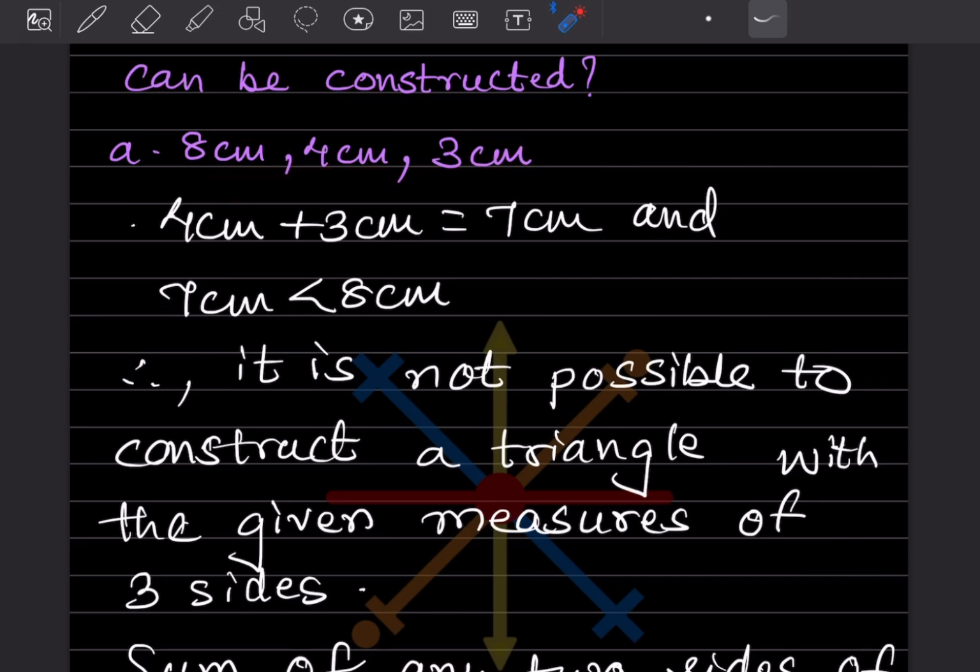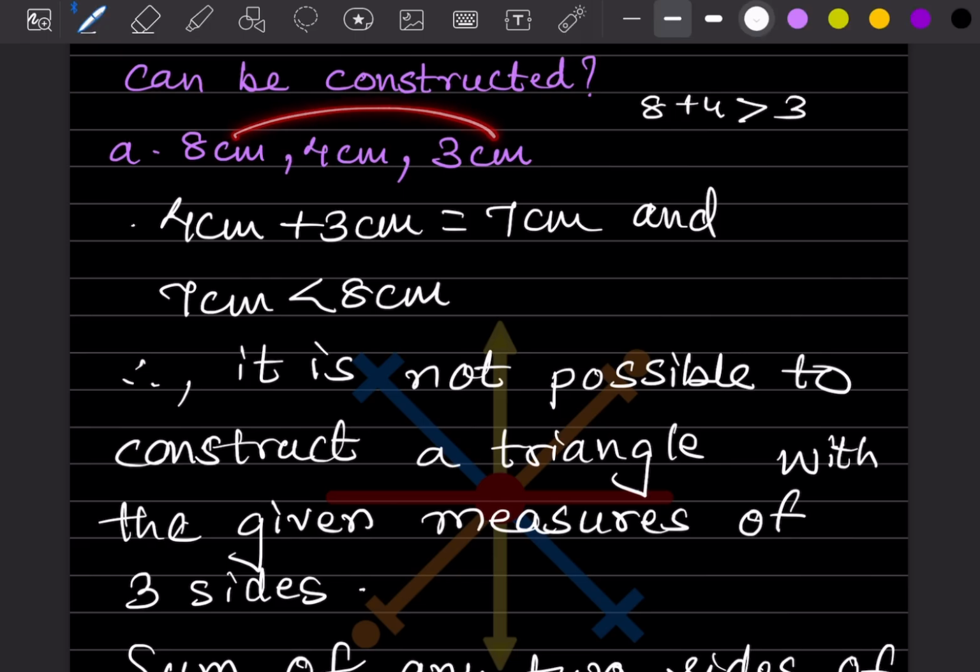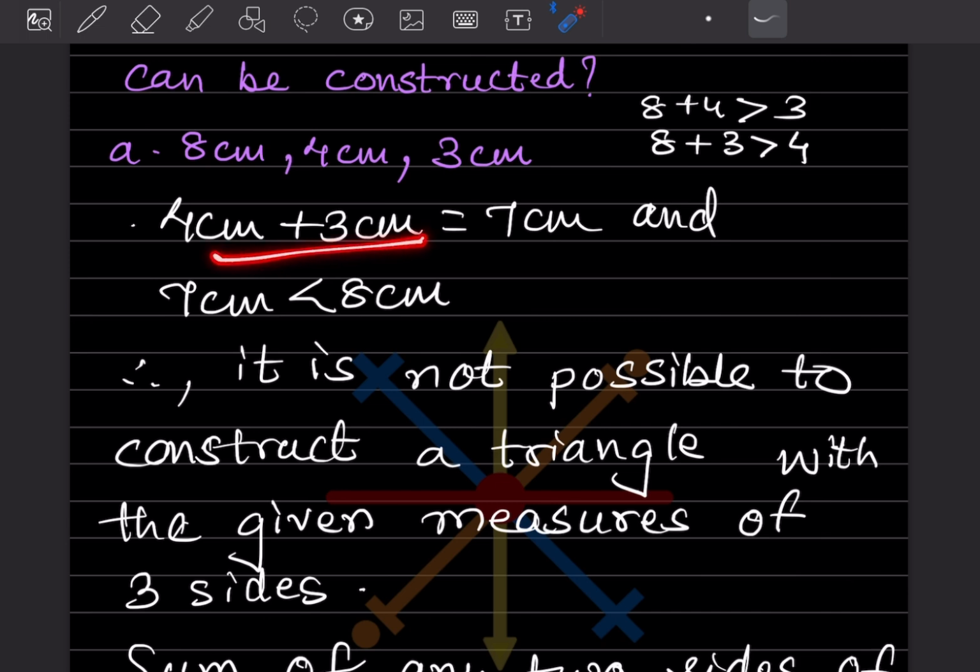I'll show you again. We are taking 8 plus 4, that is 12, which is greater than 3. Then if we take 8 plus 3, that is 11, which is again greater than 4. But in this case, 4 plus 3 is not greater than 8. So in this case, it is not possible. Wherever the conditions are, all three should satisfy the condition, meaning the sum should be greater than the third side. Hope this is clear. So this is not possible to construct.